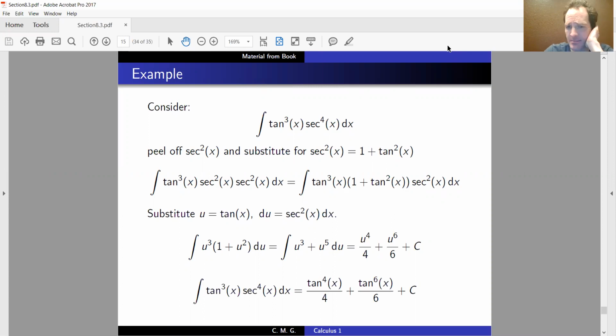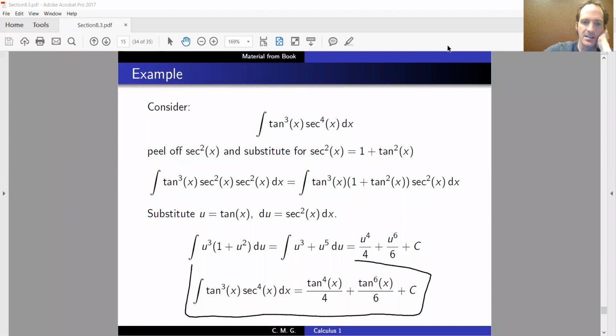Now u is tangent. So that means the integral here is just tangent to the 4th over 4 plus tangent to the 6th of x over 6. So tangent of x to the 6th over 6, tangent of x to the 4th over 4. And then all that plus c.